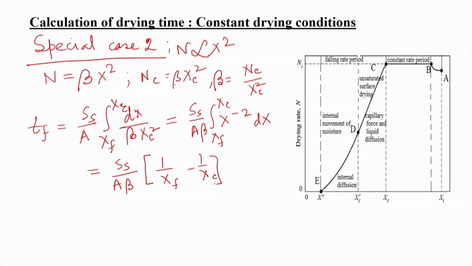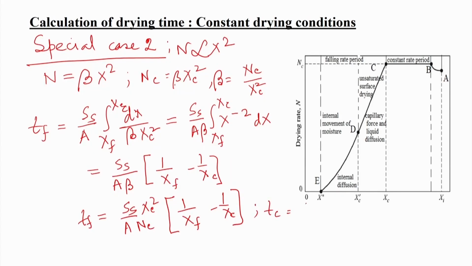So, that will be, we can say, beta, which we put here like this: S_s by A, beta, is equal to n_c into x_c square, and then 1 by x_f minus 1 by x_c. Okay, so this is T_f. And again we know that T_c is S_s by A into (x_i minus x_c).